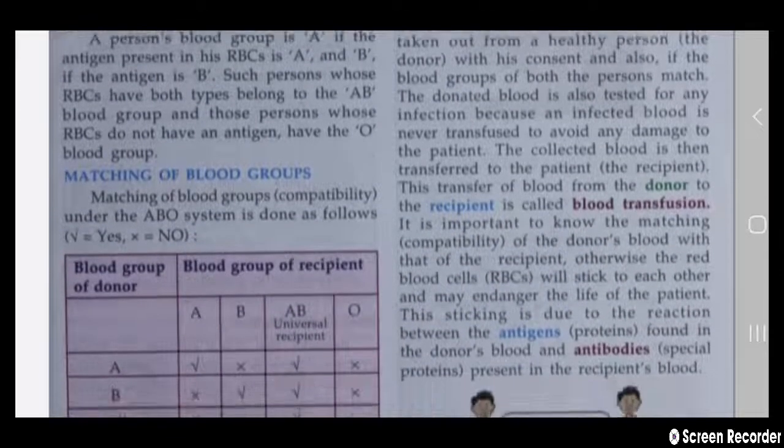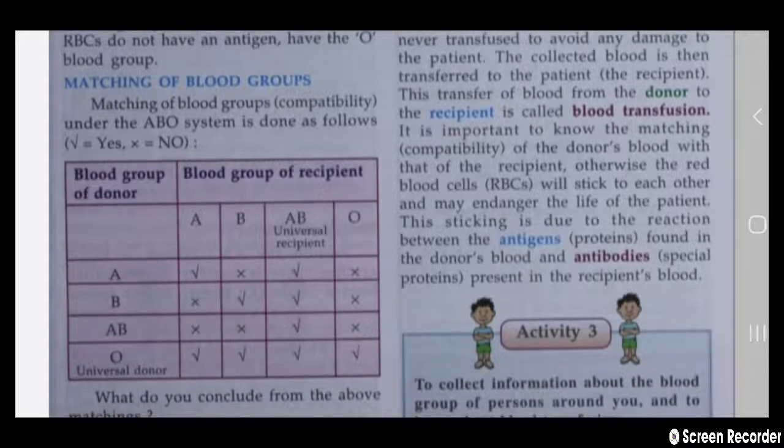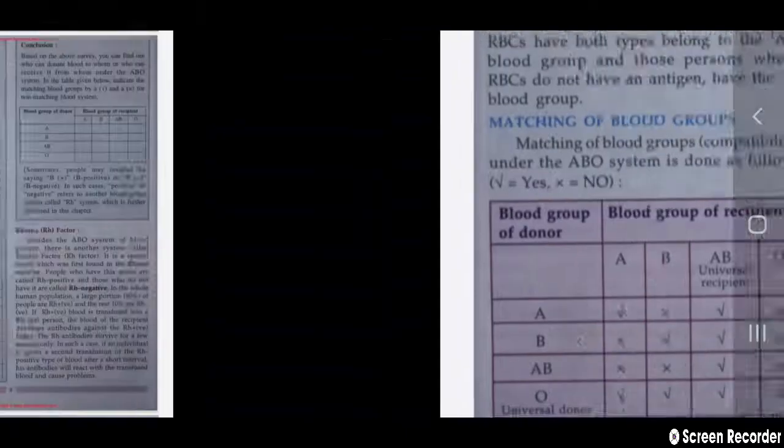Blood group O does not have antigens. A, B and AB have antigens, which are found in the donor's blood, and antibodies are present in the recipient's blood. So that's why some problems may happen. So that's why they will check whether the red blood cells are sticking or not in the person who gives the blood.